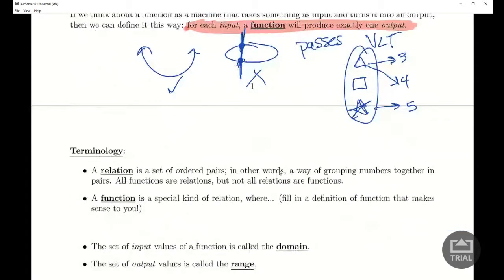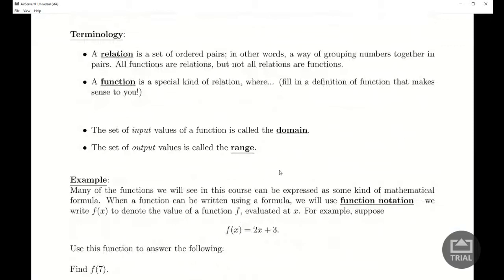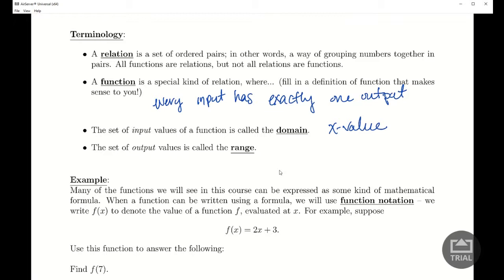Okay, so a relation is like a function, just less restrictions. So a relation is just a set of ordered pairs, and then a function is a special kind where every input has exactly one output. And the set of input values is called the domain. That's the x values. And then the range is the y values.